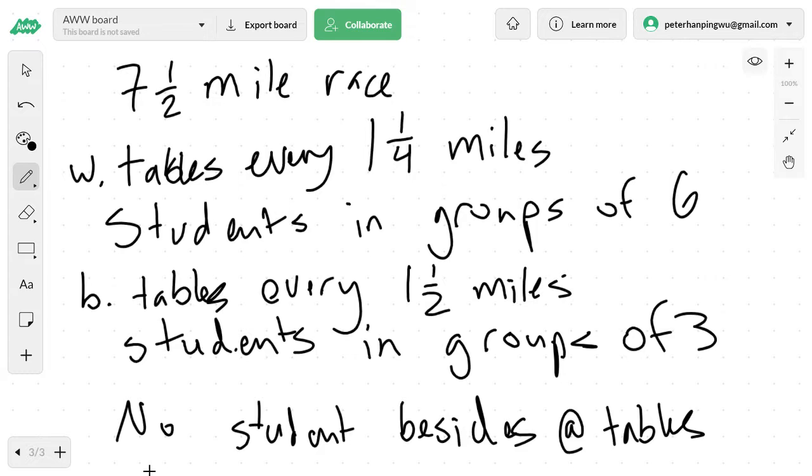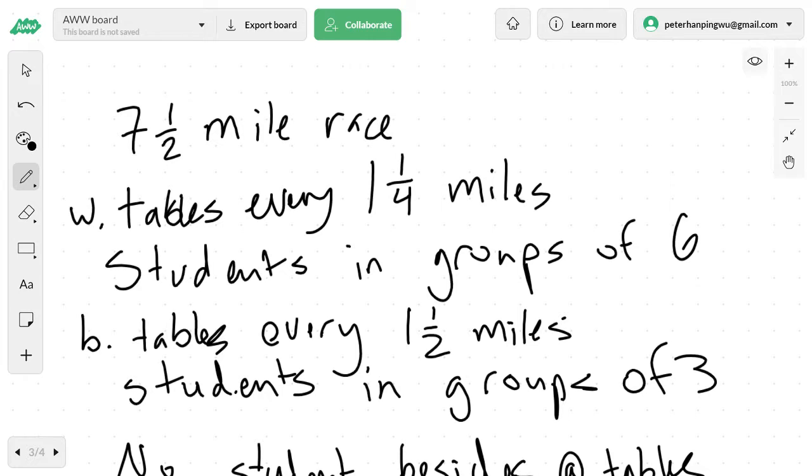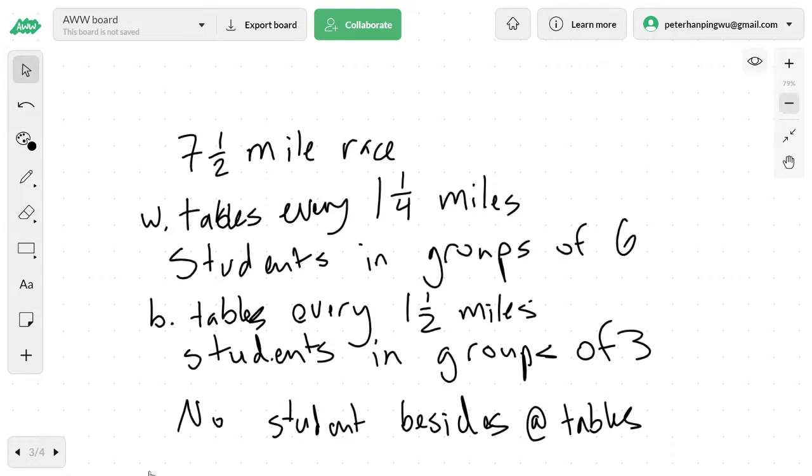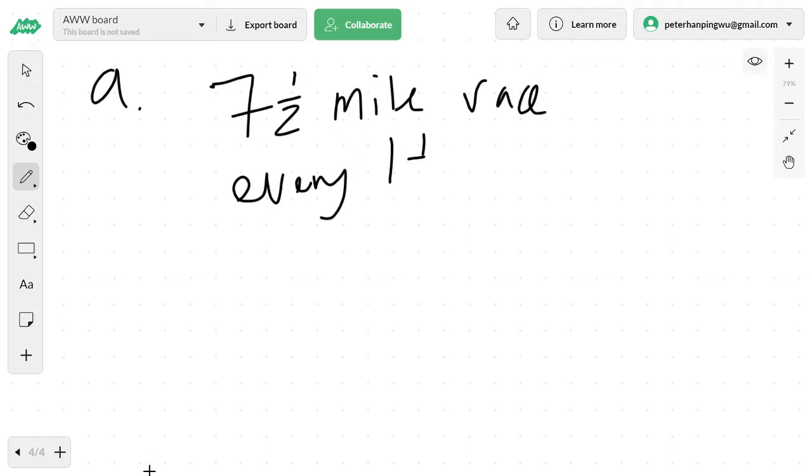All right, now we're going to move on to A. A says, how many water tables will be needed? So let's go back to our previous page and look at this. We see that it's a 7.5-mile race, and water tables are set up every 1 1/4 mile. These are our two important pieces of information here, so I'm going to write them again on our page with A. So 7.5-mile race, and water tables are set up every 1 1/4 miles.